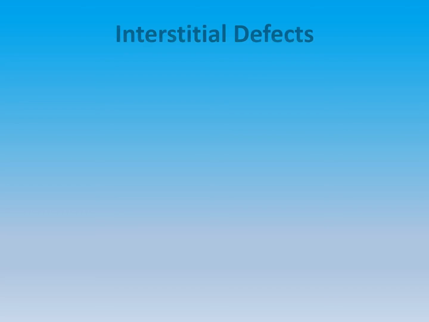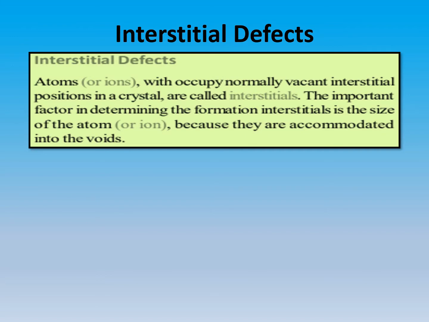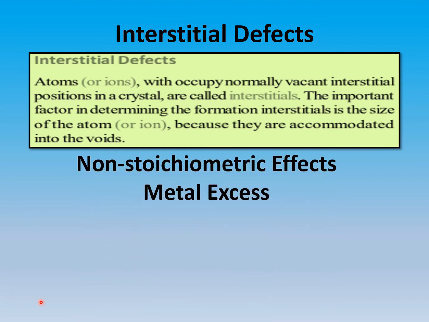The next one is interstitial defects. This is the third one in the stoichiometric. What are interstitial defects? It may be an atom or ion which occupies the interstitial position of the crystal. That's why it is called interstitial defects. The important factor in determining the formation of the interstitial is the size of the atom. We have to see the size of the atom because they occupy the voids. That's why this is called an interstitial defect.